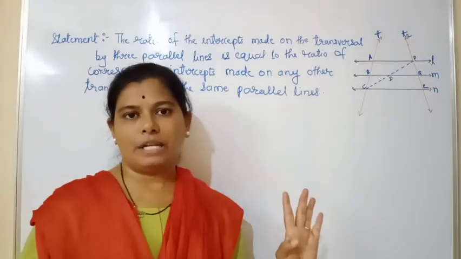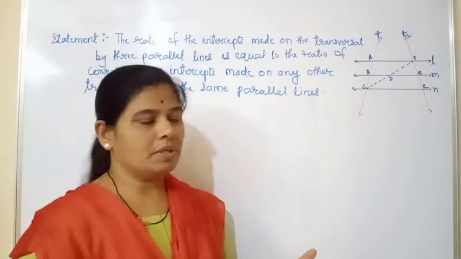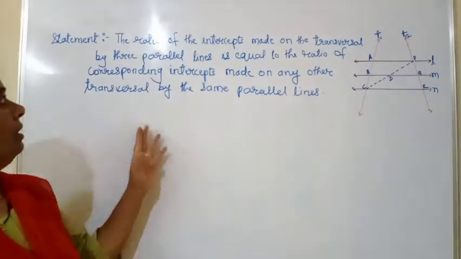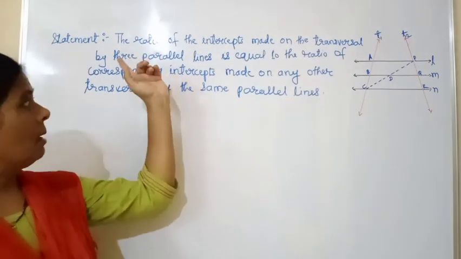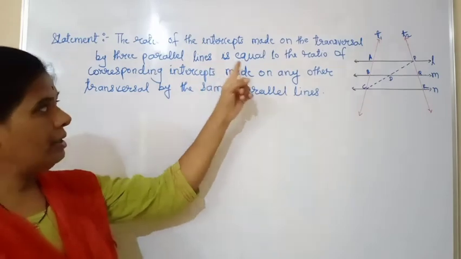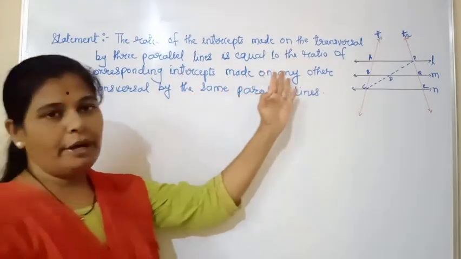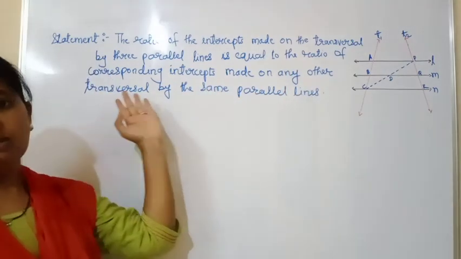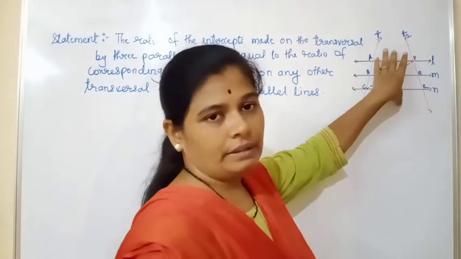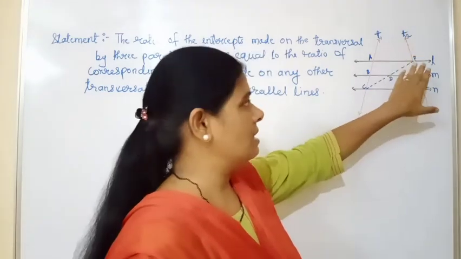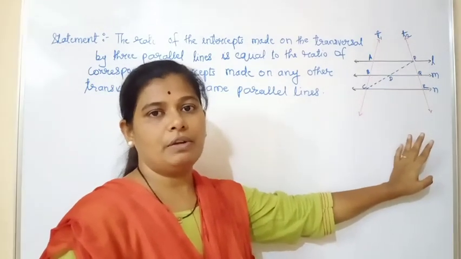that is the theorem of the three parallel lines and their transversals. So, property of three parallel lines and their transversals. See the statement which I have written: the ratio of the intercepts made on the transversals by the three parallel lines is equal to the ratio of the corresponding intercepts made on any other transversals by the same parallel lines. As you can see here, there are three parallel lines, that is L, M and N, and two transversals, that is T1 and T2.